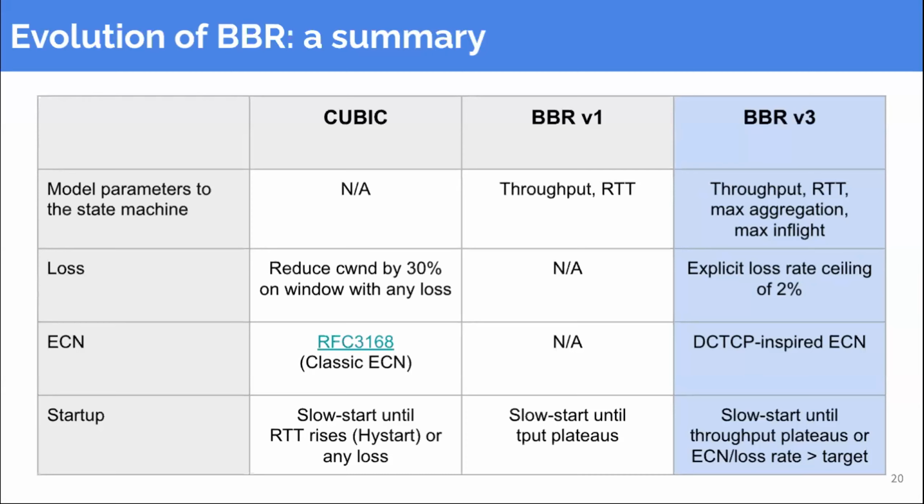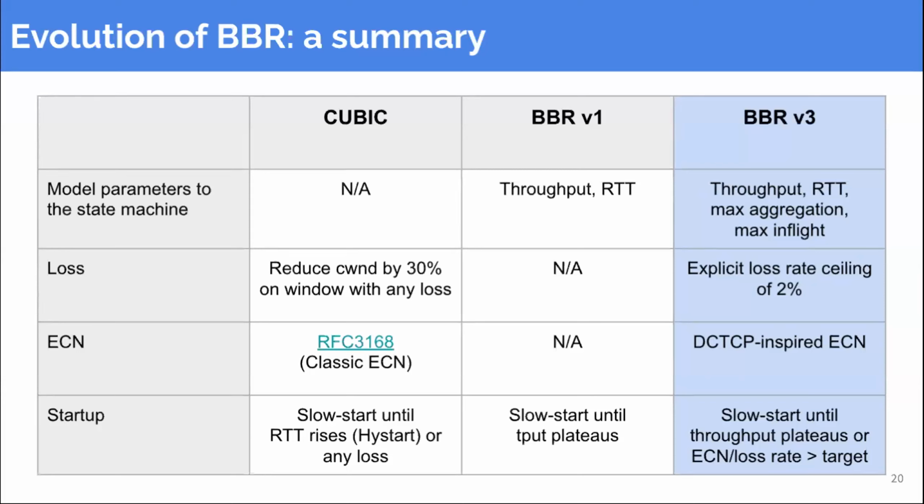mark rates. And then in terms of treatment of loss here in the second row, Cubic basically will reduce the CWIN by 30% on any round trip time that has packet loss. BBR version 1, over long time scales, doesn't have an explicit loss response, whereas BBR version 3 does have an explicit loss rate ceiling. When it's probing for bandwidth and it sees a loss rate of 2% or higher, it will explicitly slow down. If we think about ECN behavior, Cubic can be used with RFC 3168 or classic ECN.